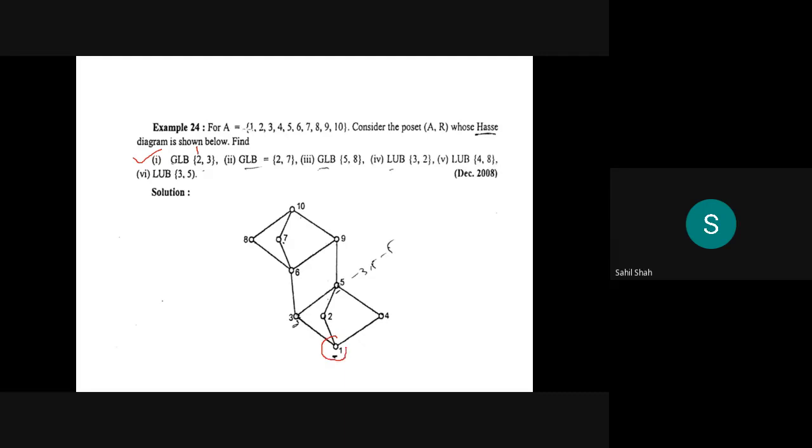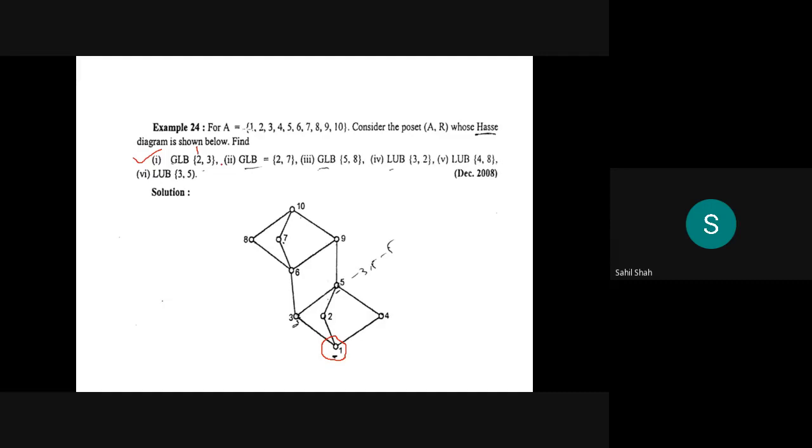Now check out the lower bounds of 2, 7. Lower bounds of 7 are 6, 3, 1. I'm not saying 5. Lower bounds of 7 are 6, 3, 1, while lower bounds of 2 are 1. Which one is common in both? 1 is common, so we say 1 is the greatest lower bound of 2, 7. If we talk about upper bounds of 2, 7, for 7 the upper bound is only 10, while upper bounds of 2 are 5, 9, and 10. 10 is common, so 10 will be the least upper bound of pair 2, 7.